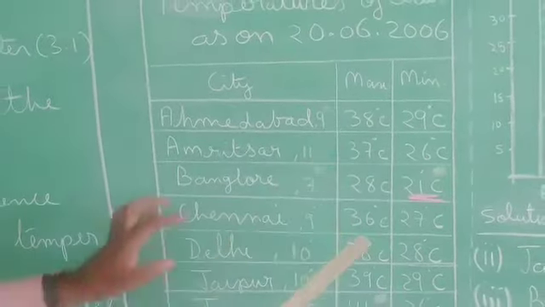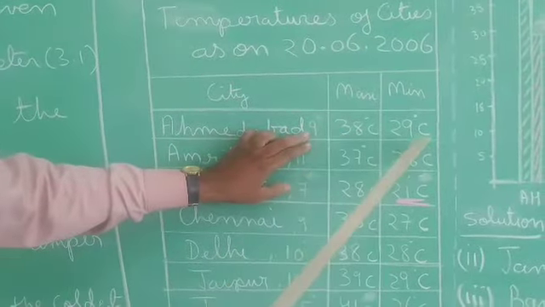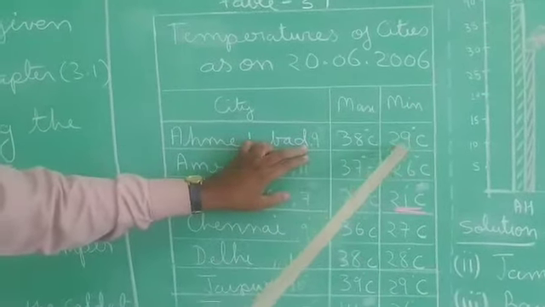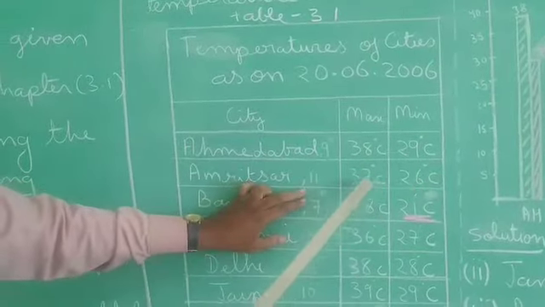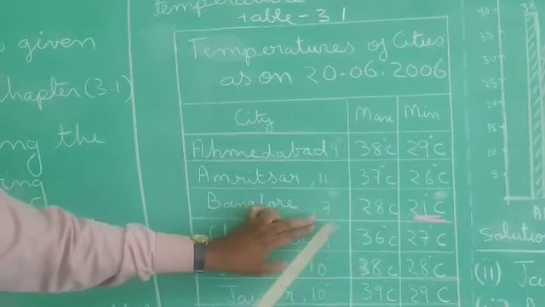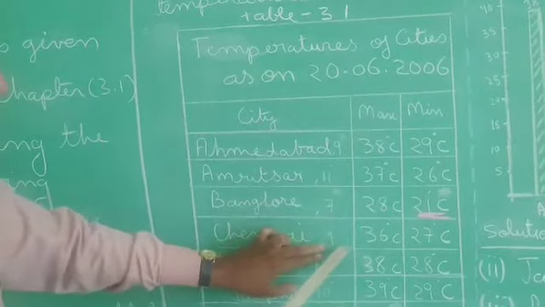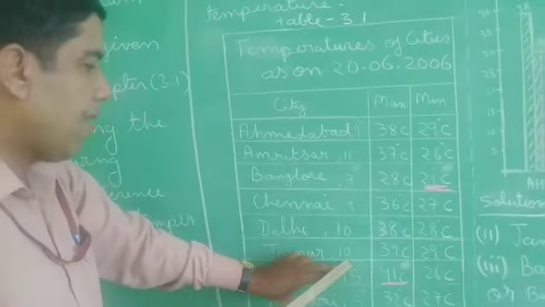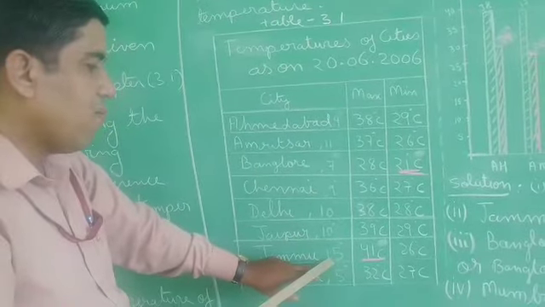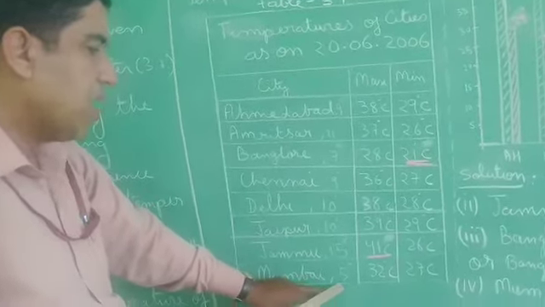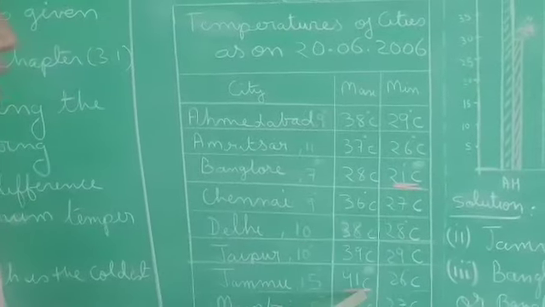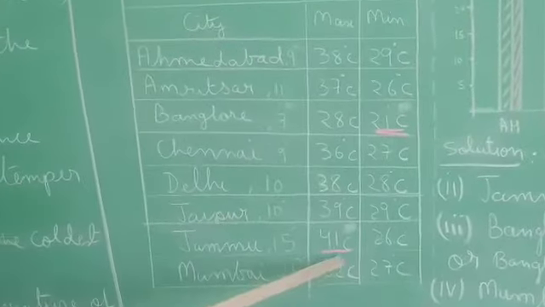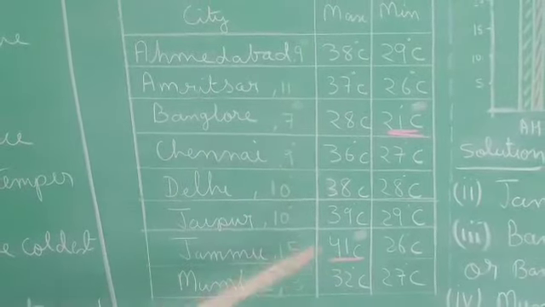Now let me see what is the difference between minimum and maximum temperature. I wrote here it is 9, because 29 plus 9 is 38. So you can subtract to get the answer. Here the difference is 11 degrees, here it is 7 degrees and here it is 9 degrees. Here it is 10 degrees, and Jaipur, the difference is 10 degrees. Jammu it is 15, and here it is 5 degrees. Now 21 and 41 degrees Celsius. 21 is the lowest temperature and Jammu got the highest temperature, that is 41 degrees.